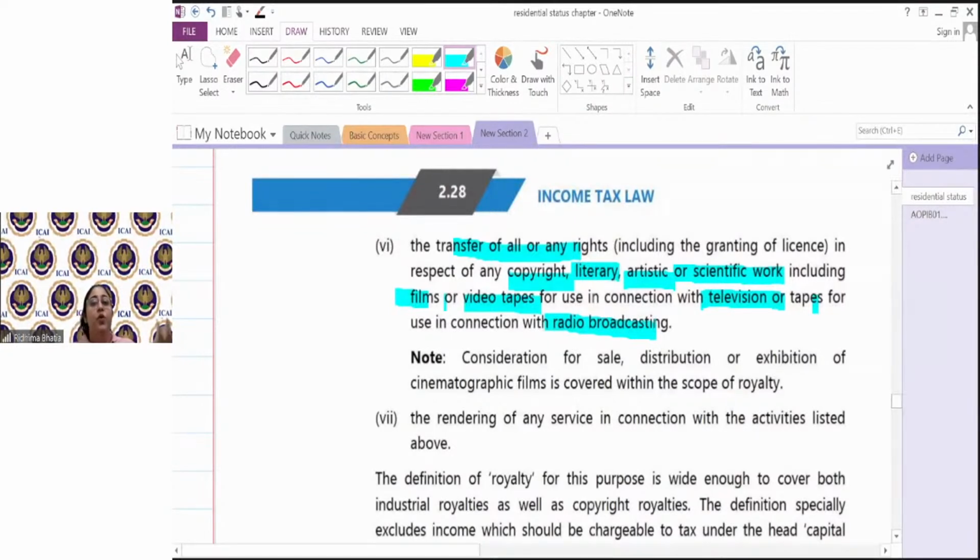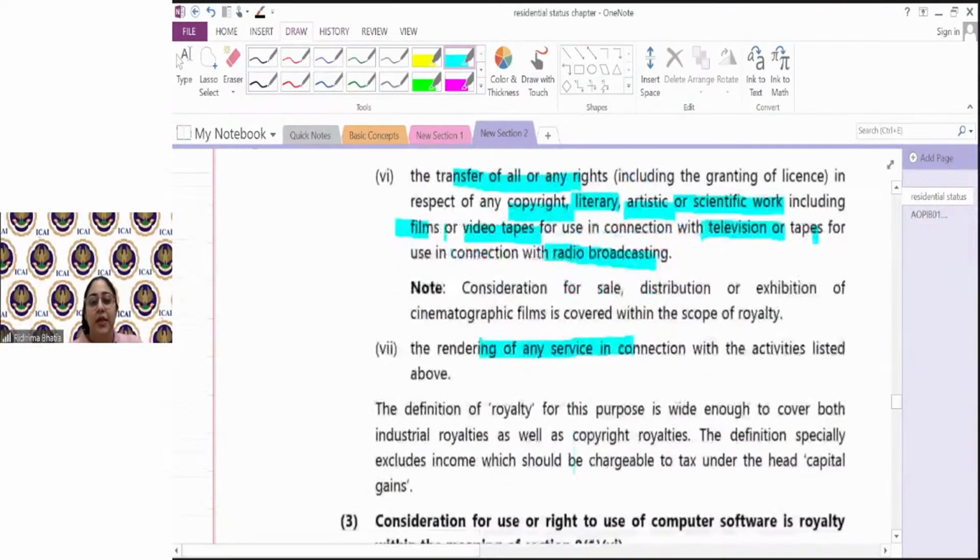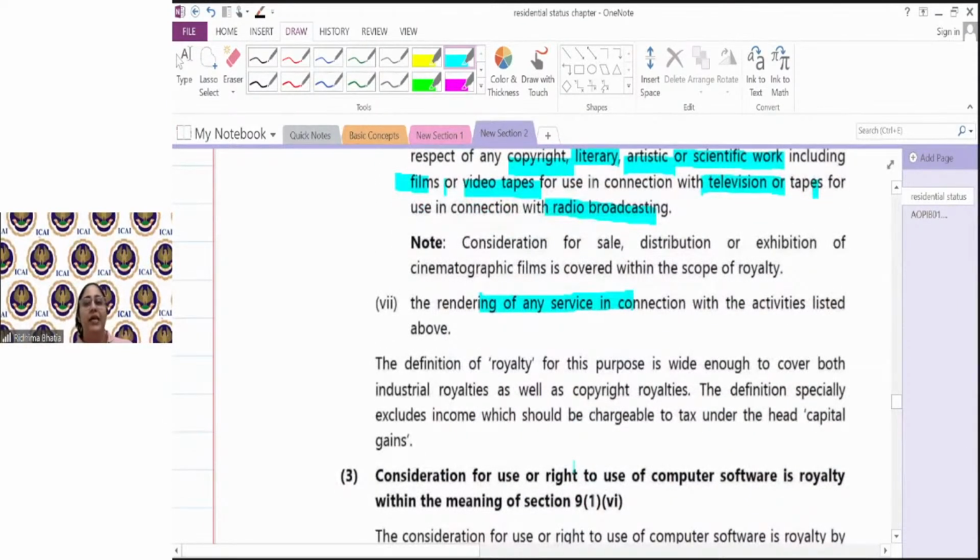So those distributors are paying royalties to the production house. That royalty can be based on sale, based on tickets. That is a different thing, but this is how the process works, and that is why it is called royalty. Rendering of any services in connection with the activities listed above and getting a consideration for that would be considered as royalty. So royalty is a wide enough term to cover both copyrights and industrial royalties. This definition excludes capital income. Transferring of an asset altogether is capital gain, but giving just the right to use it and getting a consideration for that is royalty.